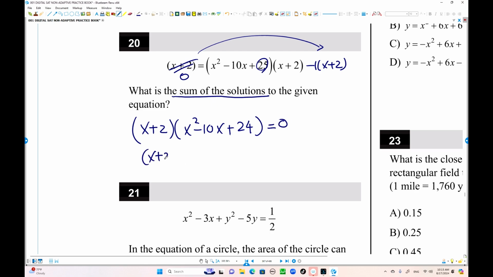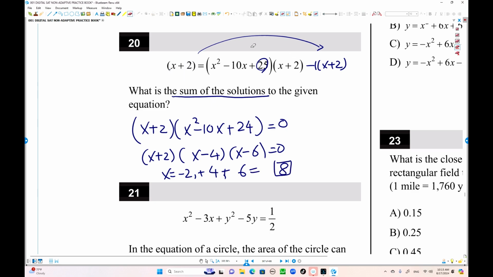Can you continue to factor? Yes, you can. x minus 4, x minus 6 equals 0. So x equals negative 2 and 4 and 6. They are all solutions. When you add them all, that's going to be equal to 8, right? So 8 is the answer.